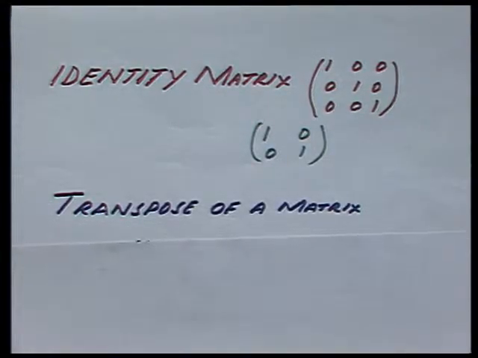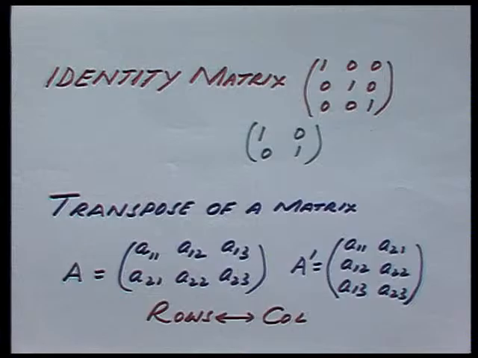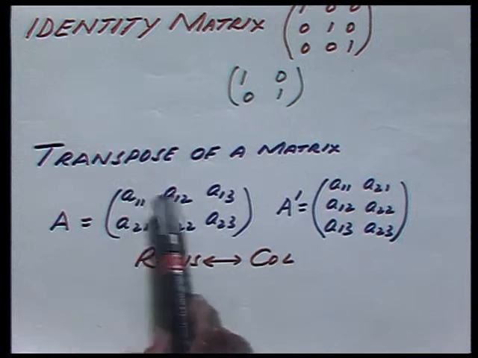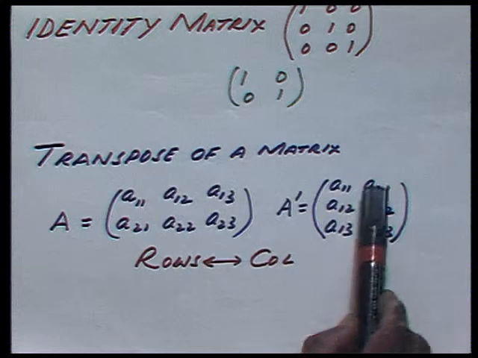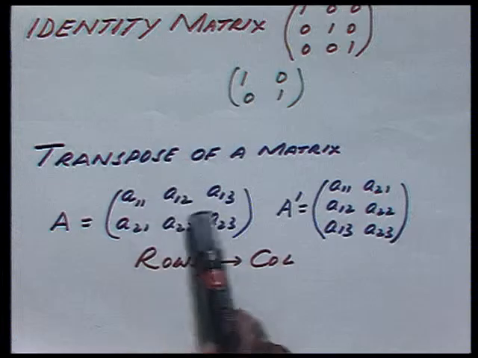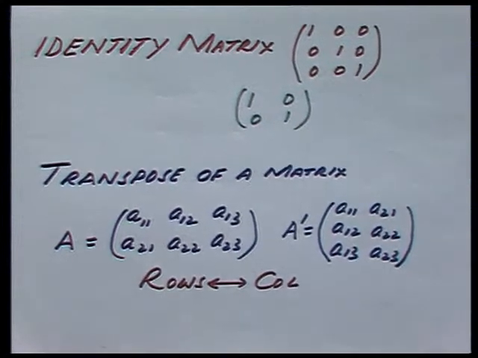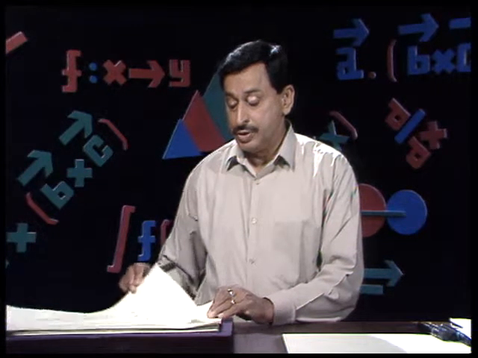Then the transpose of a matrix, where the rows and columns of a matrix were transposed and we got a new matrix like A transpose. The rows became columns and the columns became the rows. So interchange of rows and columns gives us what we term the transpose of a matrix.